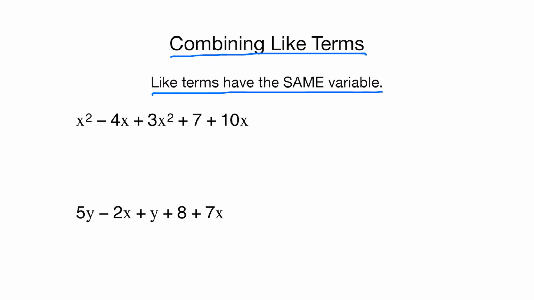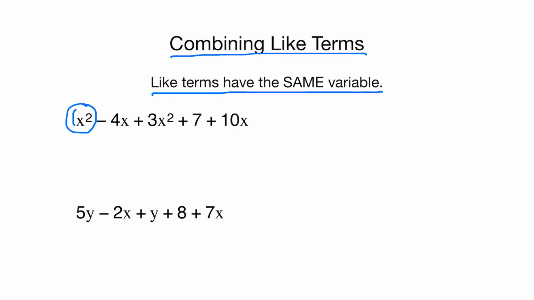Okay, I'm going to use different shapes, and I'm going to either circle or box or put a triangle around things that have the same variable. So first, I'm going to circle the x squareds. So we have 1x squared right here. If the variable does not have a coefficient, then it is 1. There's an invisible 1 in front of that x squared.